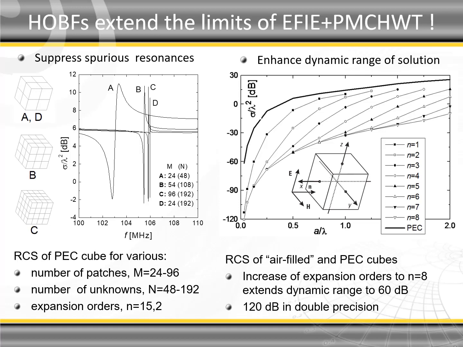Again, such a field is suppressed by increasing the number of unknowns, and in particular, by increasing the expansion orders of high-order bases. Owing to high-order bases, the RCS of the dielectric cube can be suppressed compared with that of the PEC cube by 60 dB in single precision and 120 dB in double precision.